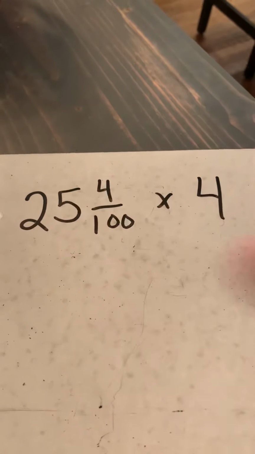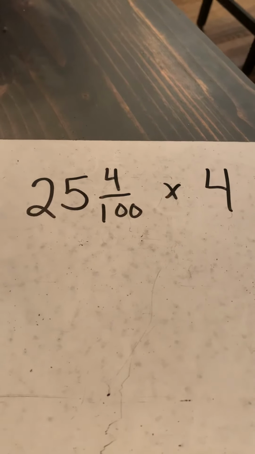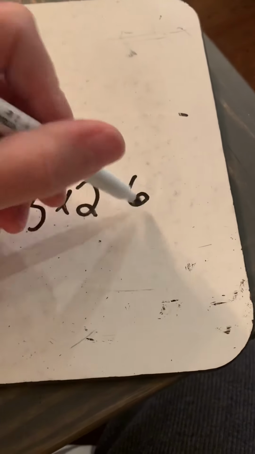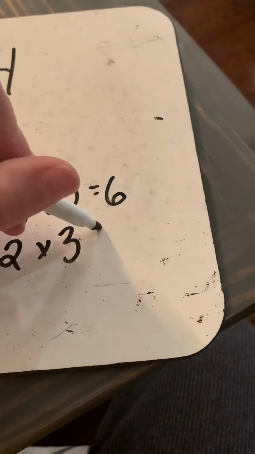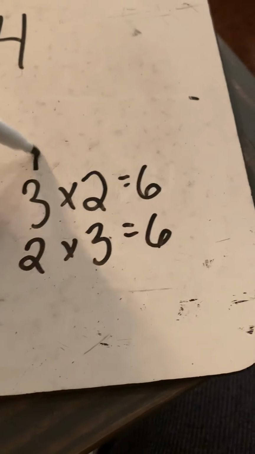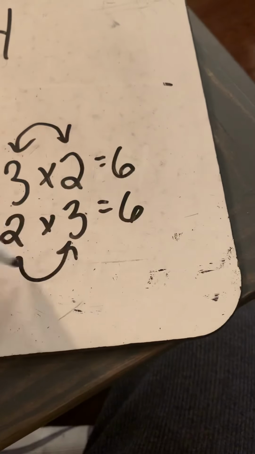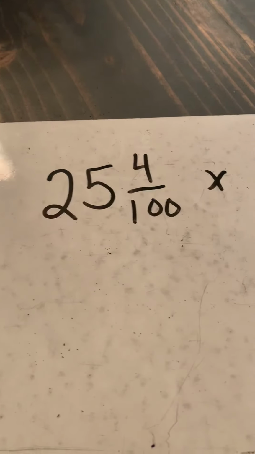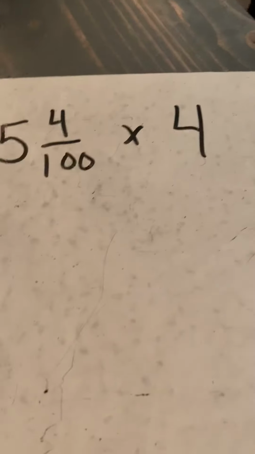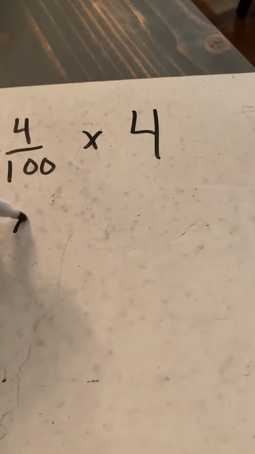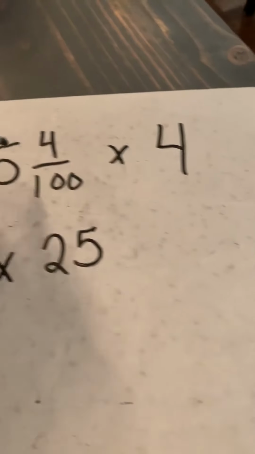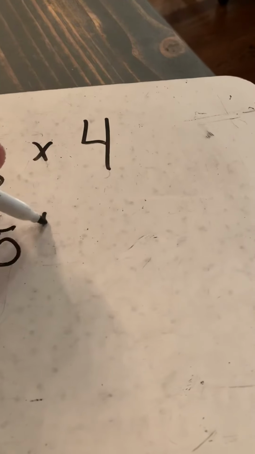It doesn't matter what order the numbers are, you're still going to get the same product or answer, right? If I have 3 times 2 is 6, well, 2 times 3 is also 6, right? That's the commutative property. It doesn't matter which order the numbers go in. So if you want to rewrite this as being 4 times 25 and 4/100ths, go for it. Let's do that, because I feel like this is visually a little easier. I'm just showing you, though, this is how the example was in the problem set for lesson 38, which I'm doing right now.